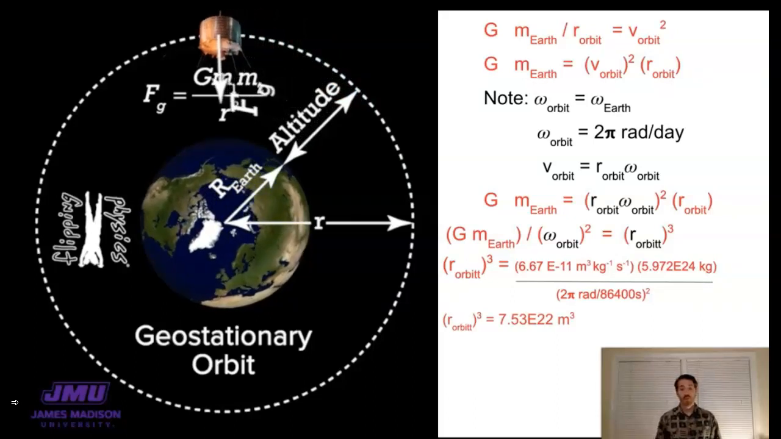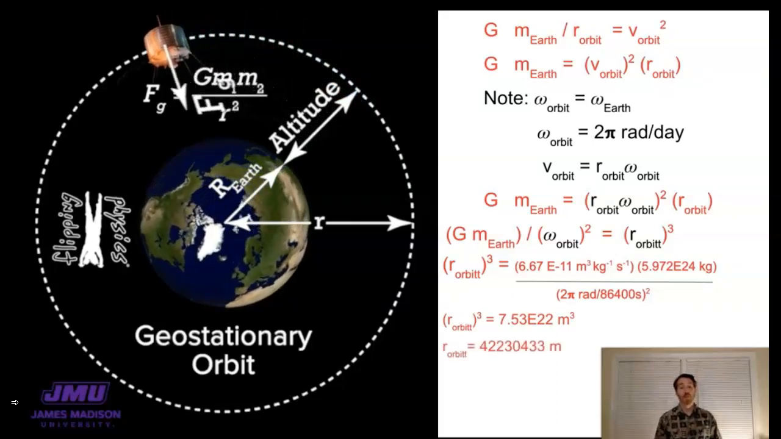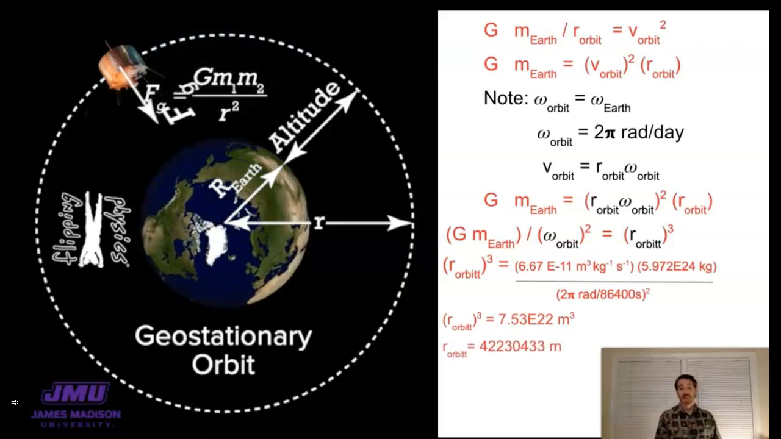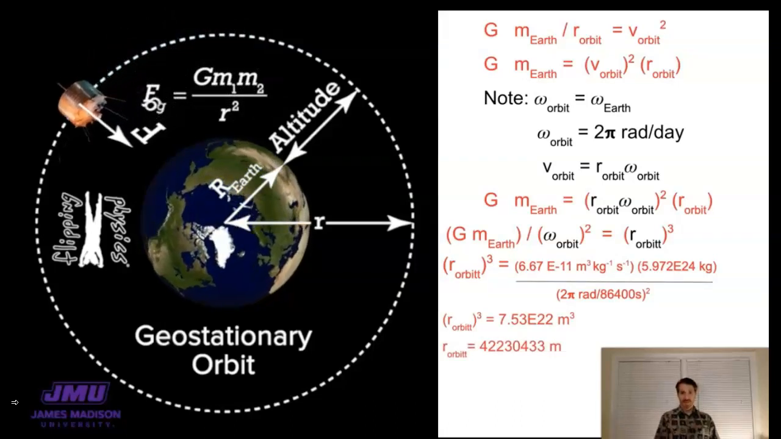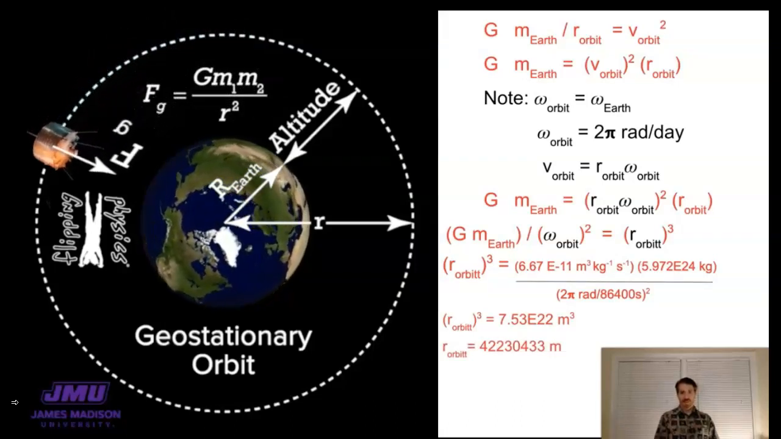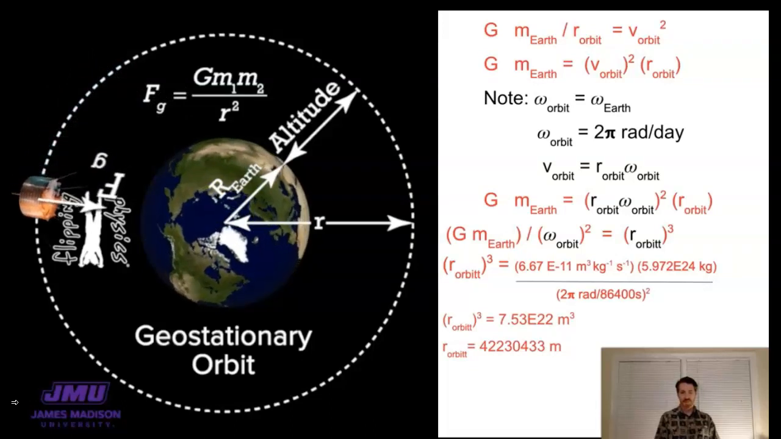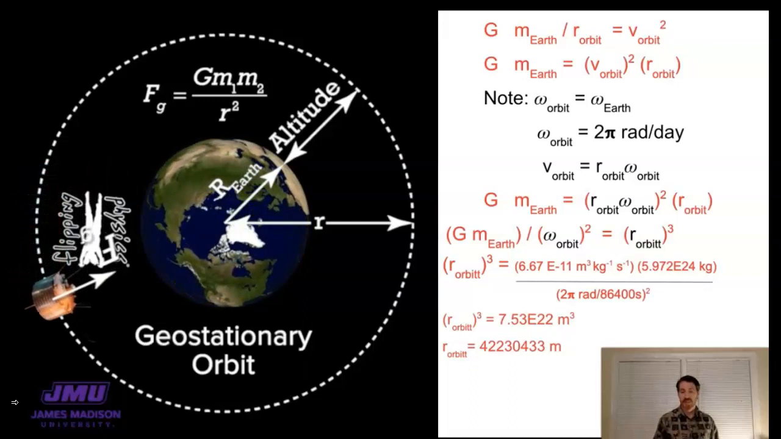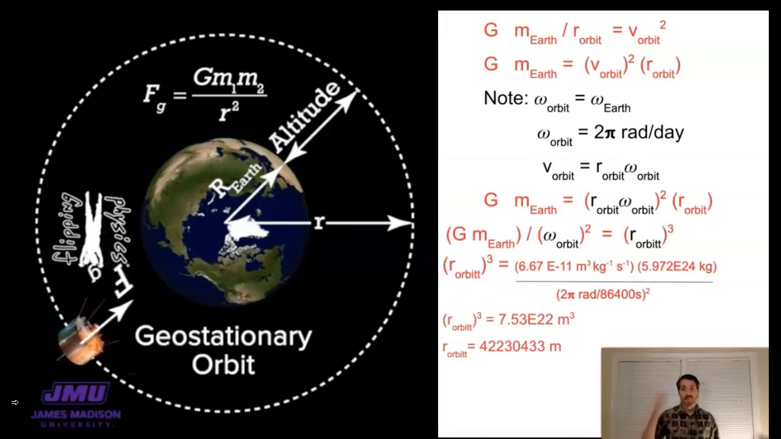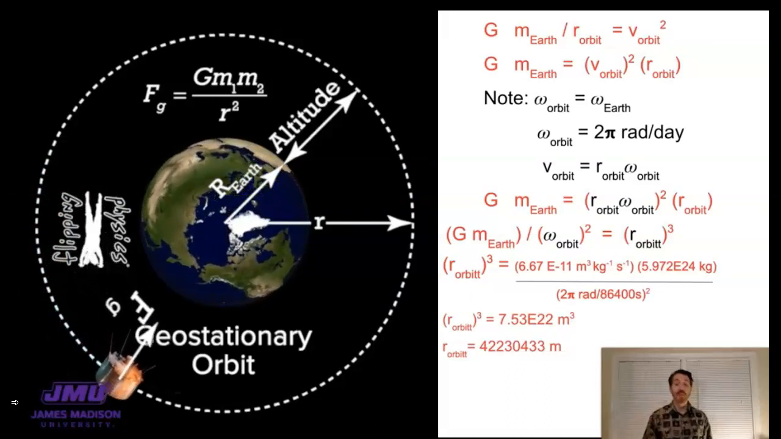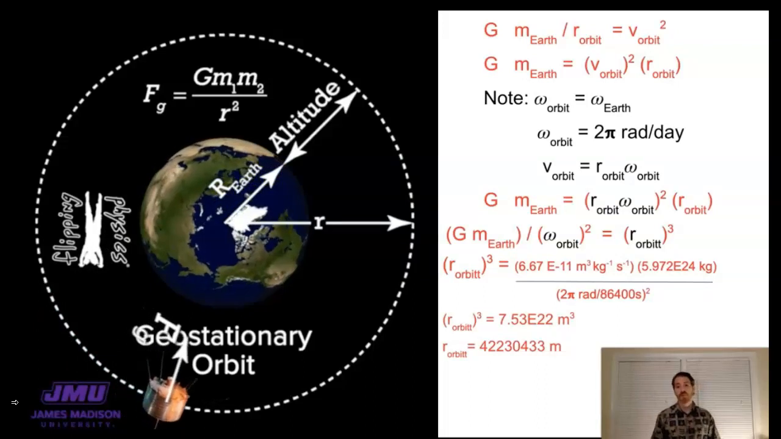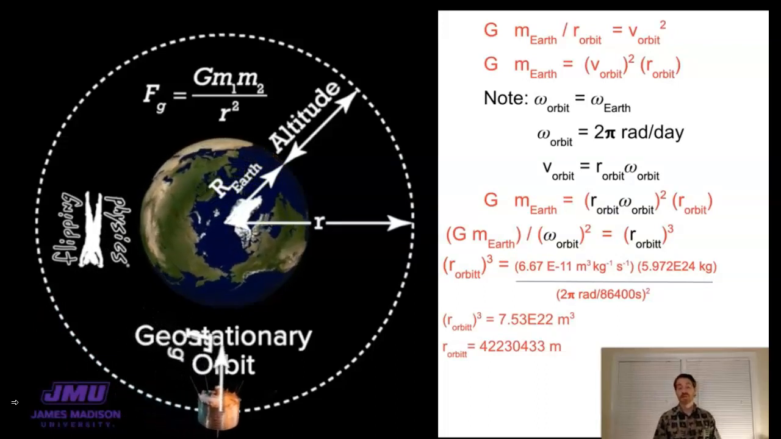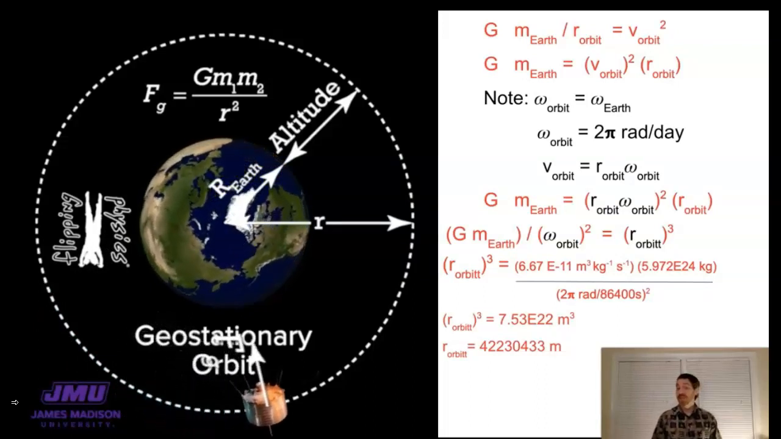which means if I cube root both sides, I get that the radius of the orbit is, oh, what is that? This is why we have scientific notation. 42,230,433 meters? That seems like a lot of meters. And it is. We would normally measure this in kilometers. It's about 42,000 kilometers. But that's the radius of the orbit, not the altitude.